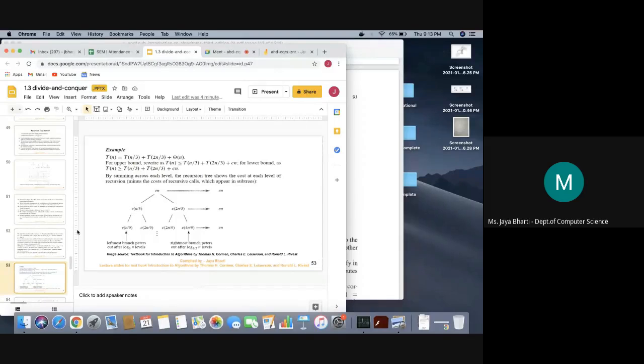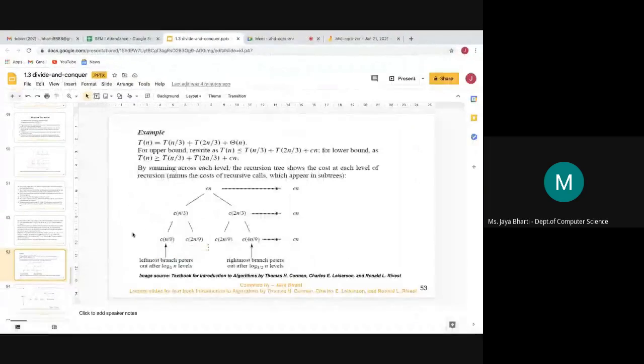Okay, so suppose this is one more example. The recurrence relation is T of n is equal to T of n by 3 plus T of 2n by 3 plus theta of n. Okay, so it is also possible कि जो भी हमारा ओरिजिनल प्रॉब्लम है, it is dividing the whole problem into two types of problems, कि एक प्रॉब्लम हमारा n/3 साइज का होगा और दूसरा प्रॉब्लम हमारा 2n/3 साइज का होगा. Okay, so it is like this.